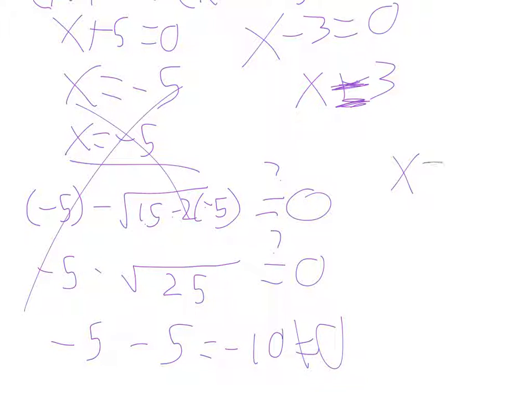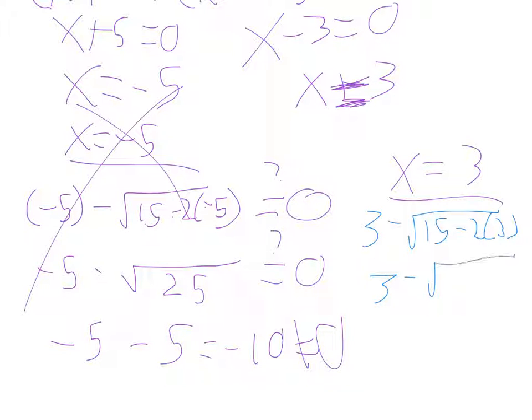So let's check positive 3. Instead of x, it'd be 3 minus square root of 15 minus 2 times 3. So that'd be 3 minus square root of, 2 times 3 is 6, 15 minus 6 is 9, square root of 9 is 3, 3 minus 3 is 0, so that works. So this is our only solution, x equals 3.